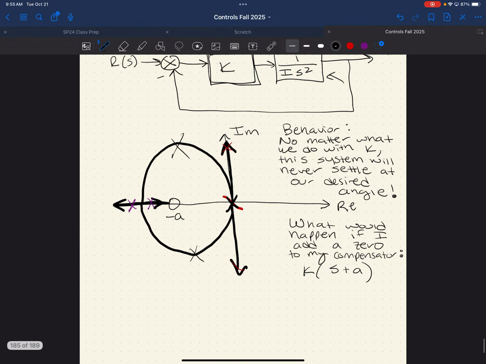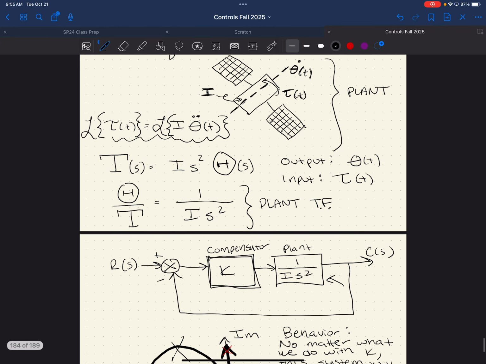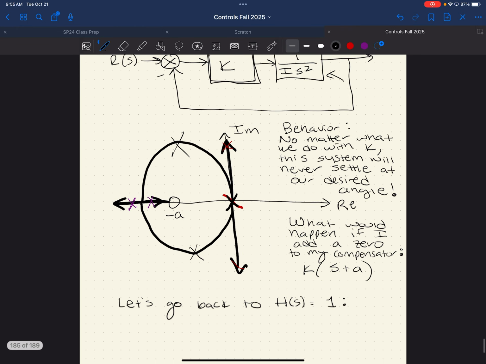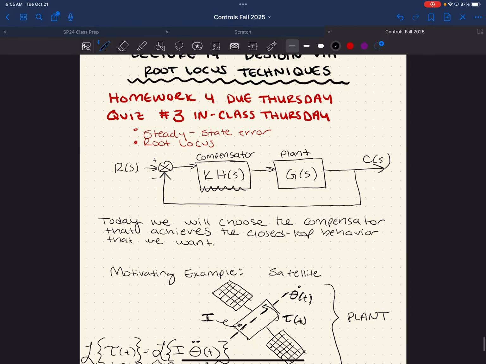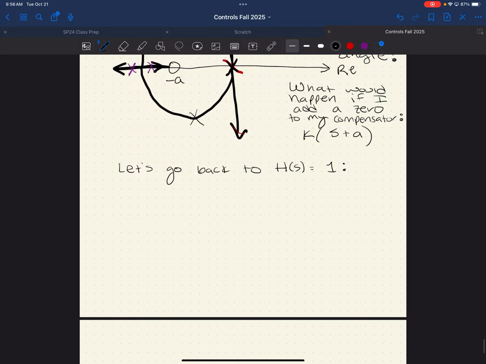Let's talk about what PID control means. So to explore this, let's go back to our unity feedback system and play around with the math there a little bit. Let's go back to H of s equals 1. That's where our compensator was just that proportional K. So we're assuming that the compensator always takes the form shown here, K H of s. So if we want to look at just that proportional feedback term, H of s must be 1. So let's look at that case more closely.